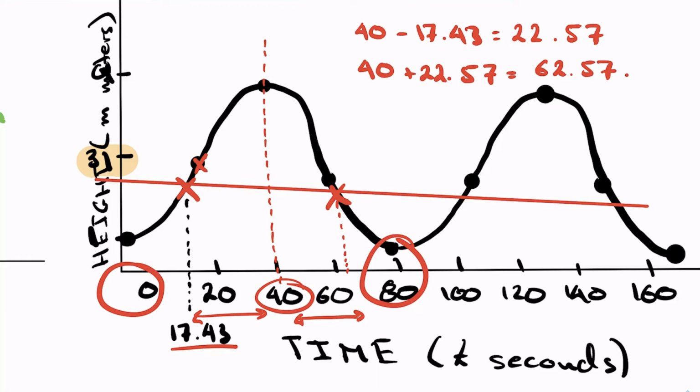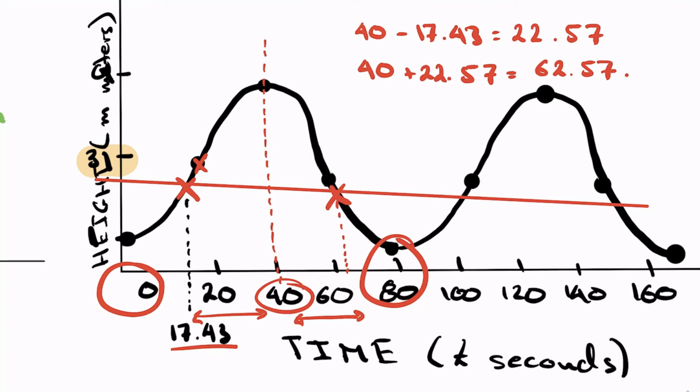What I'm using here is the symmetry of the cosine graph. Instead of doing the calculation, I'm using the fact that from here to here is the same as from here to here in terms of the shape and how wide it is across the x-axis. Okay, and you can use this idea often when you're trying to solve these trigonometric equations.